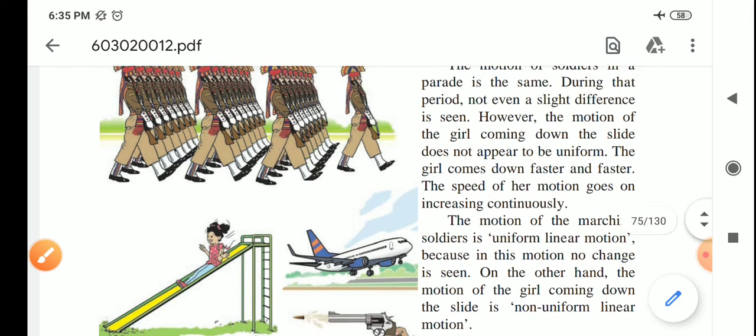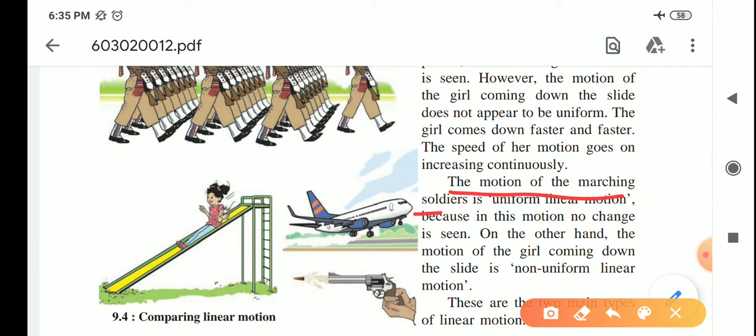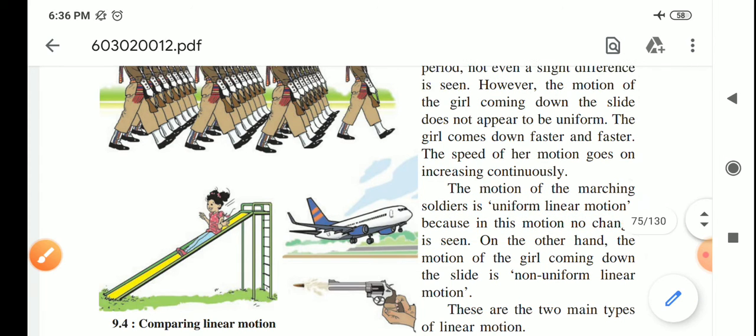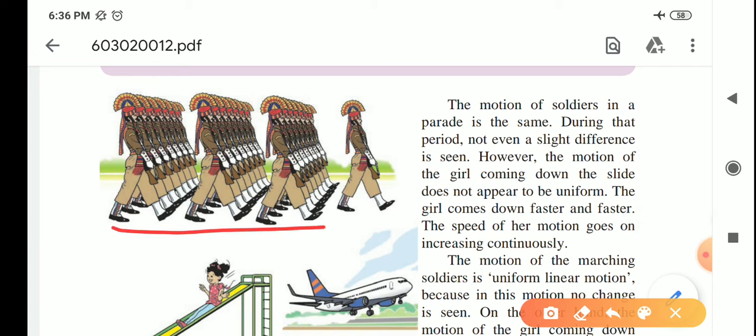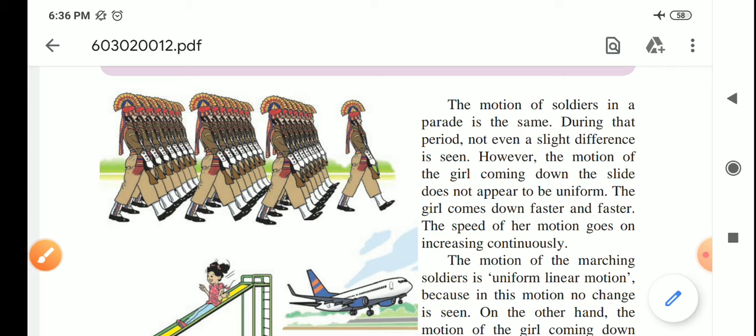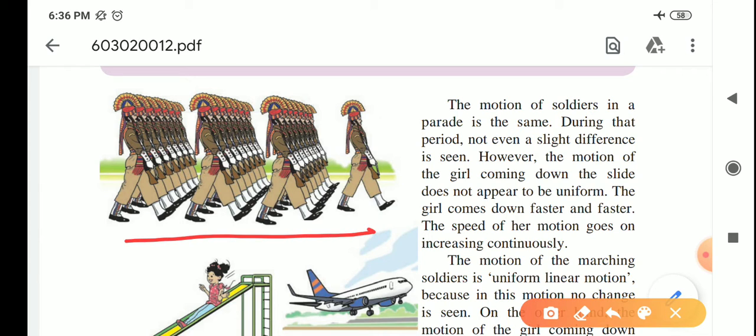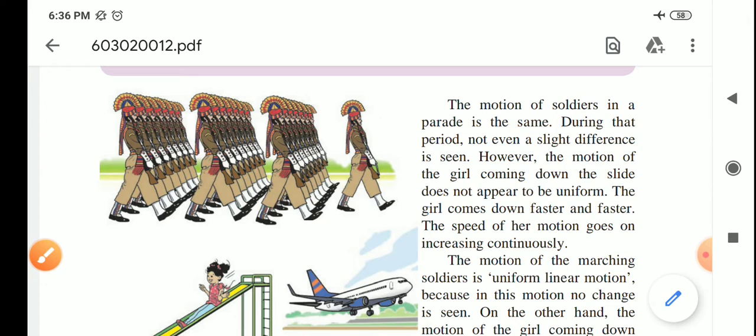Okay, so the motion of marching soldiers is uniform linear motion, because in this motion no change is seen. The soldiers keep the same speed during this parade. You don't see one soldier moving forward and one moving slow. No, they move at uniform speed, keeping with their fellow soldiers, and their motion is generally the same. Every soldier moves in the same way.